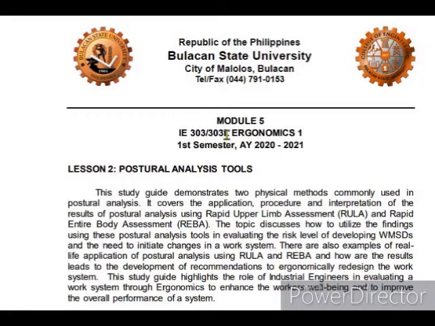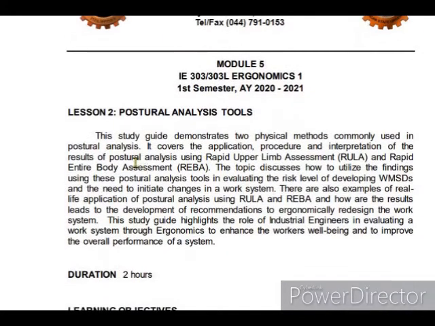Good day everyone. This is Module 5, Lesson 2. It is about Ergonomics 1, Postural Analysis Tools. Okay? So, nung nakaraan, na-discuss na natin yung Lesson 1 nito. Okay? So, ito yung pang Lesson 2 and tapos na tong Module 5.